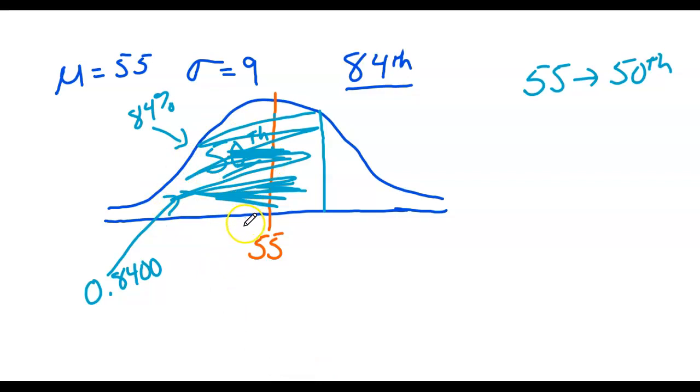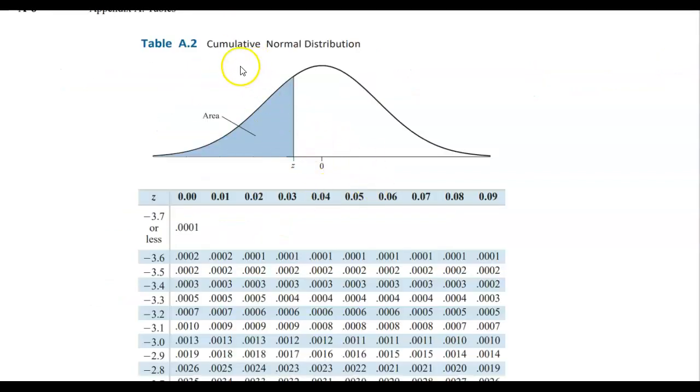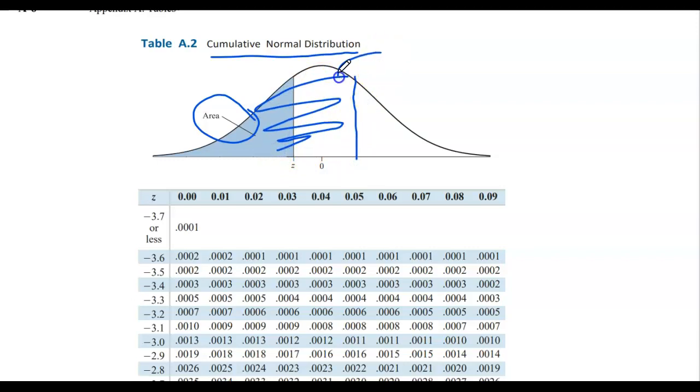So what I need to do now is take this value and go over to my normal distribution chart, which I'm going to come over here. Here's my cumulative normal distribution chart. Well, this part in here is my area. So where I draw my line here, the area that I'm looking for is 0.84. So the area is 0.84.